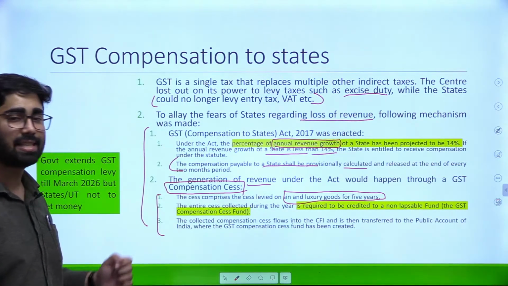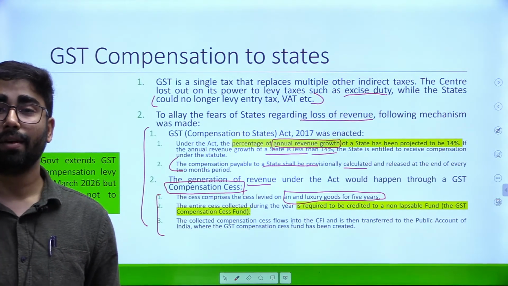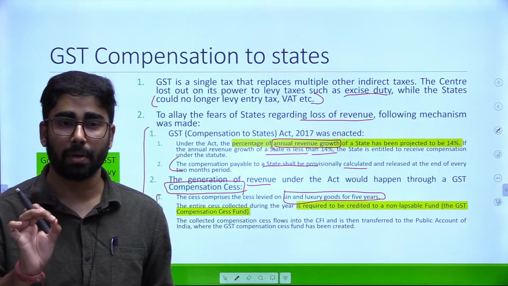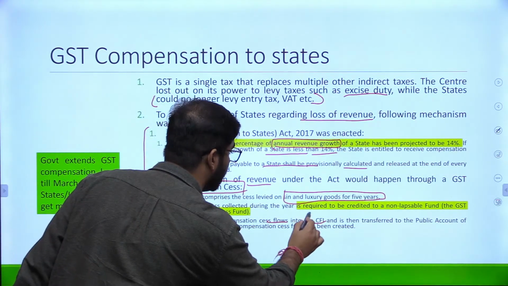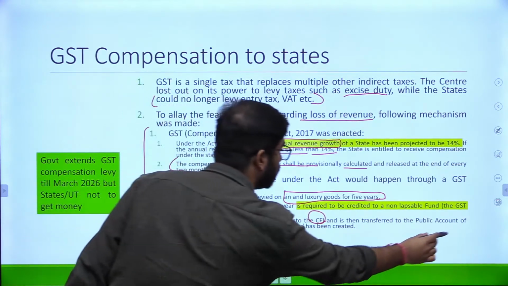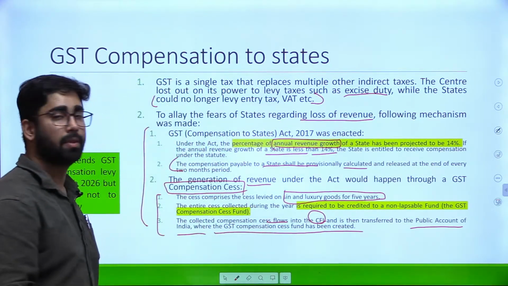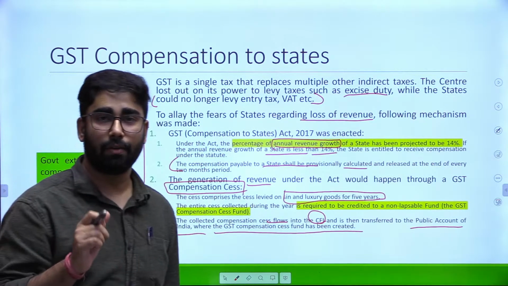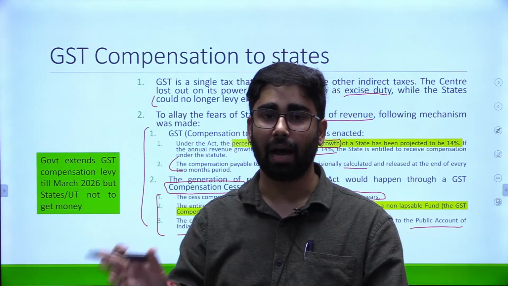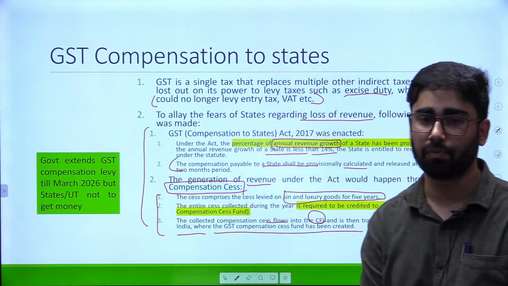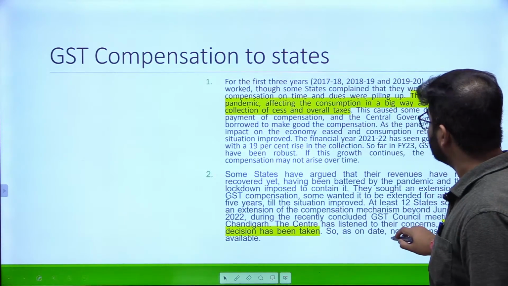The entire cess collected during the year is required to be credited into a non-lapsable fund called the GST compensation cess fund. Thus, the collected compensation cess flows into the consolidated fund of India and is then transferred to the public account of India, where the GST compensation cess fund has been created. So the amount collected first flows into the consolidated fund of India, then to the public account of India, under which the GST compensation cess fund has been created.